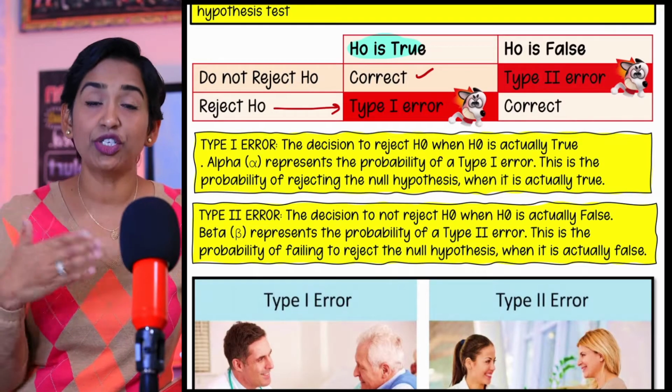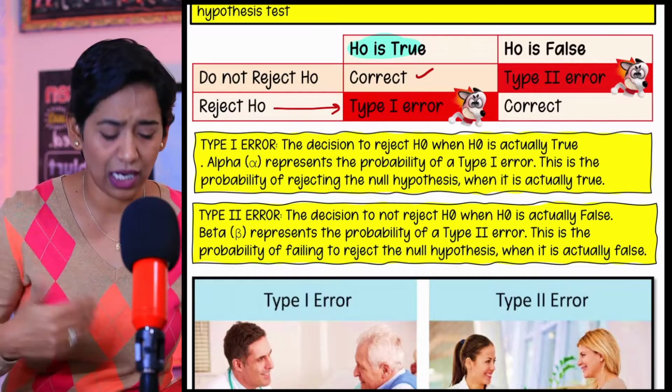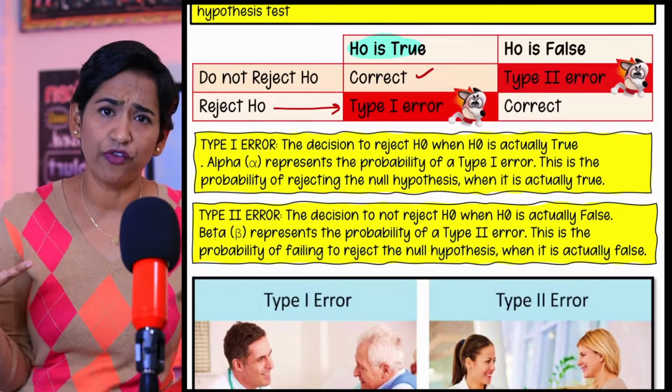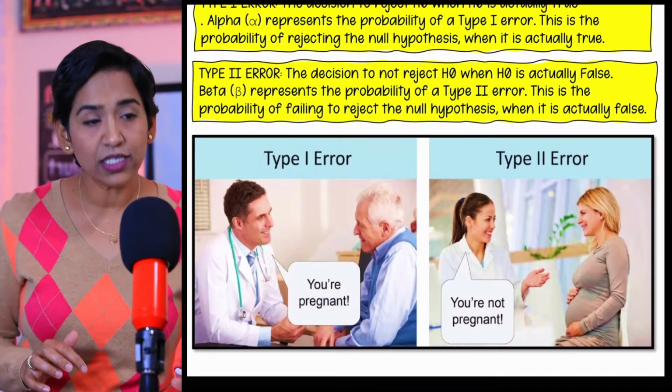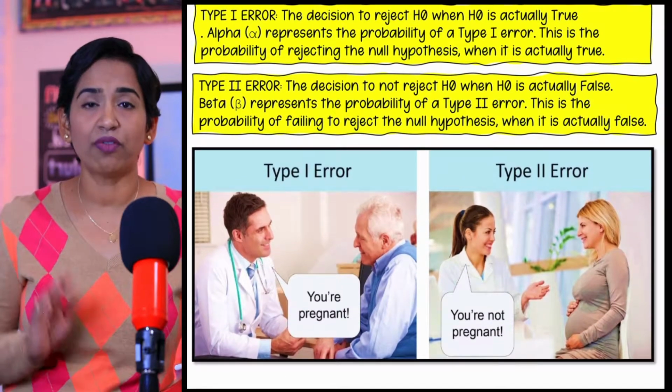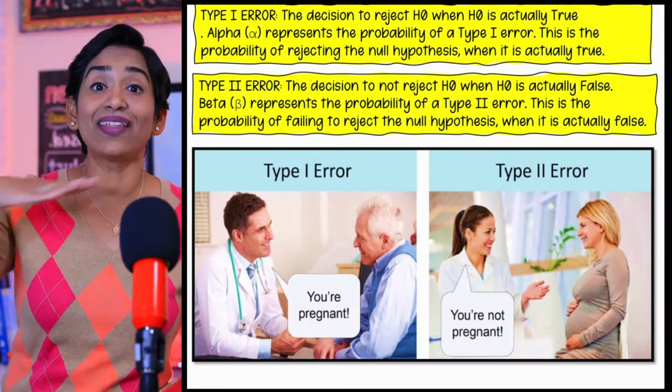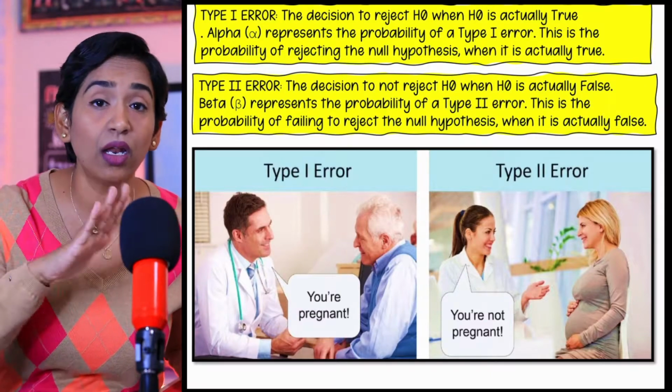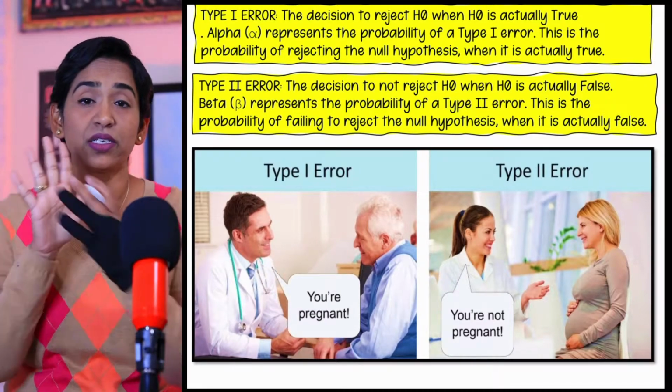And this is the decision to not reject your null hypothesis when it's actually false. Okay? Here's a quick example. Type 1 error is false positive. That means nothing happened, right? Nothing, null, nothing. The null hypothesis is true.